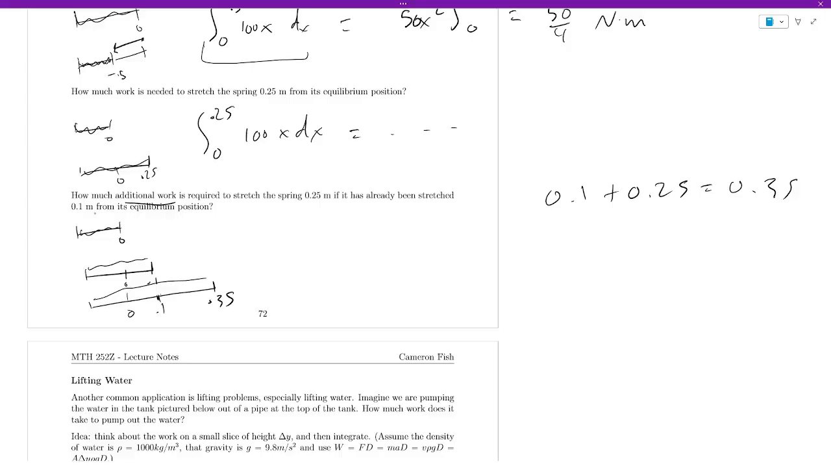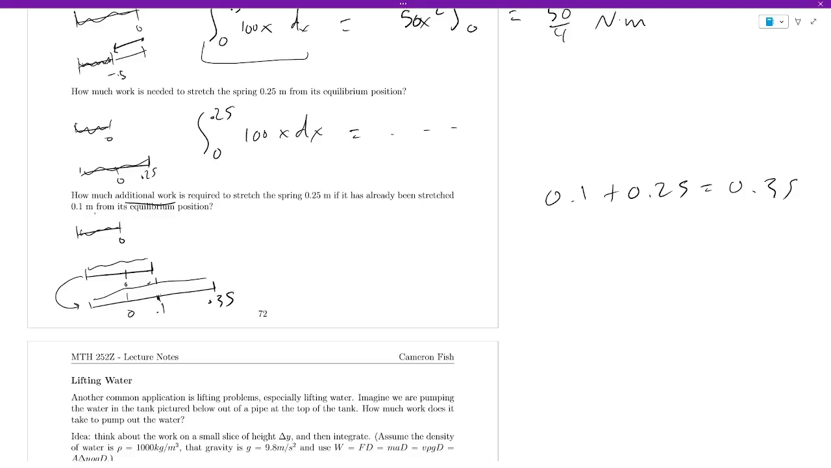Right, so I don't care about the total work, like from here to here. I don't care about that. I'm interested in the additional work, so just going from here to here. I've already stretched it to 0.1. I want to further stretch it all the way to 0.35 and see what the total work is.